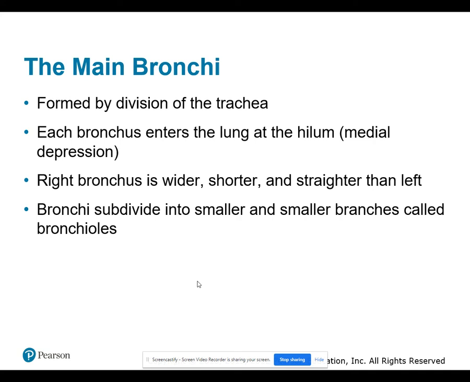Now, one fun fact is your right bronchus is wider, shorter, and straighter than the left, which has its downfall because that's where usually a lot of things do get lodged and stuck. And these bronchi are going to further subdivide when they get into your lungs into smaller and smaller branches until they get to the small bronchioles.